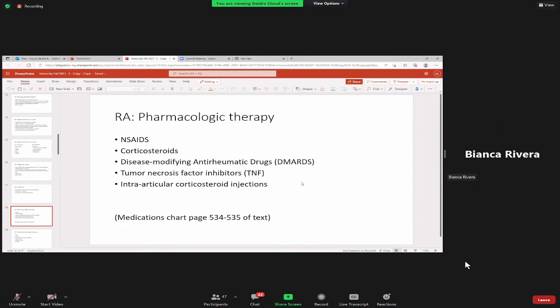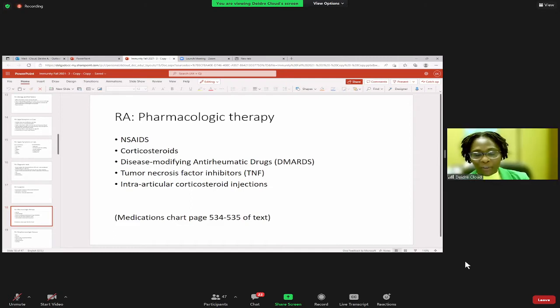I was curious about the DMARDs. I didn't know much about that one. Don't these things lower your immune system, so it stops the overactivity of the immune response? So it decreases, yeah, it suppresses your immune response. So you want to talk to them about that.